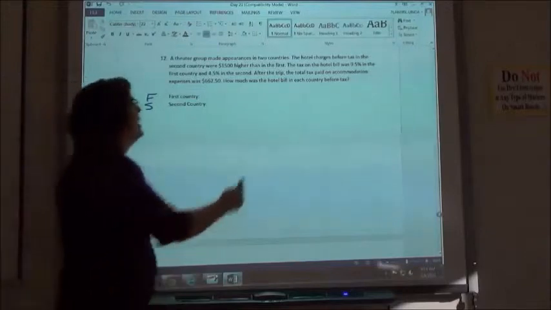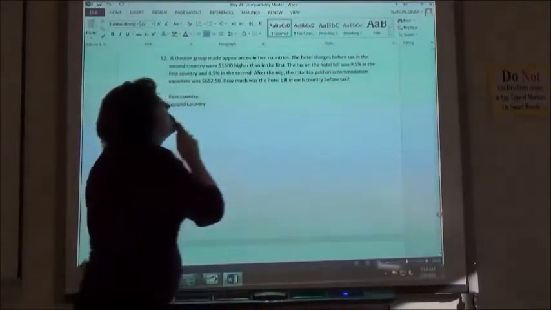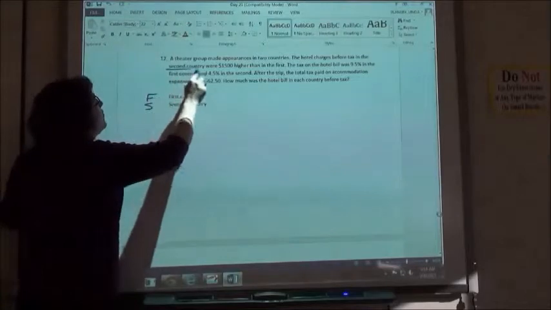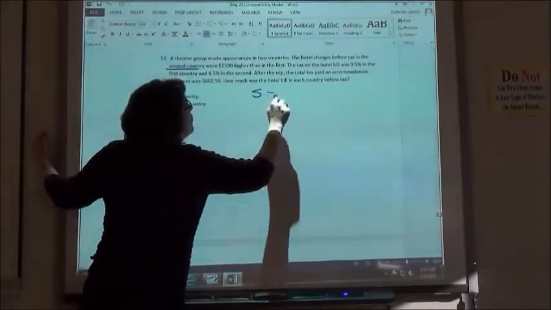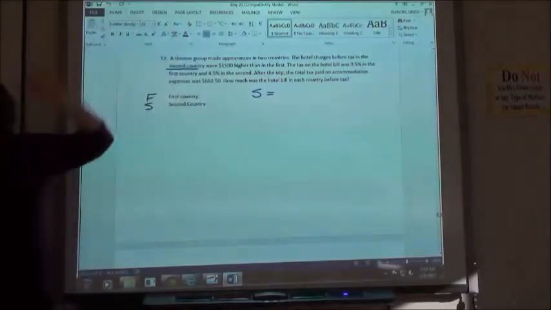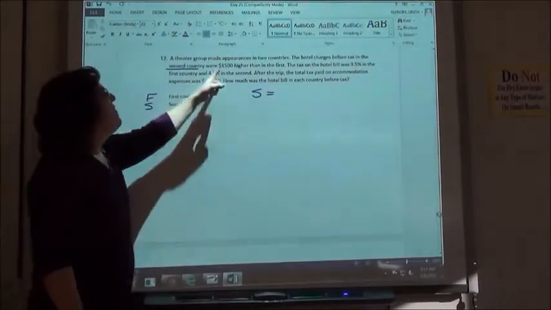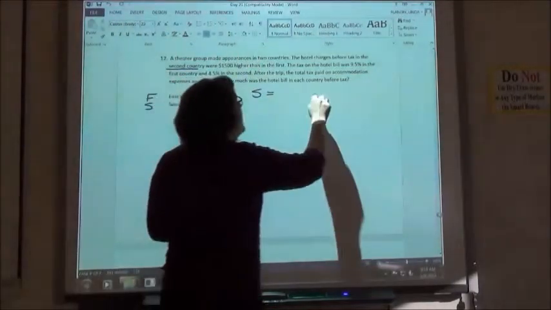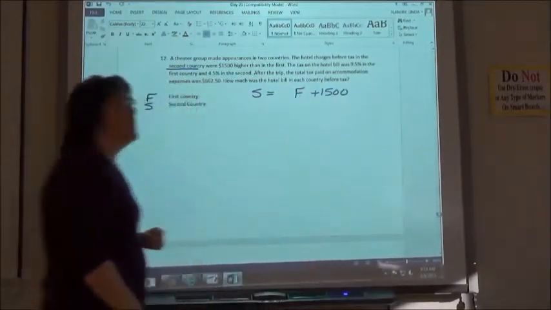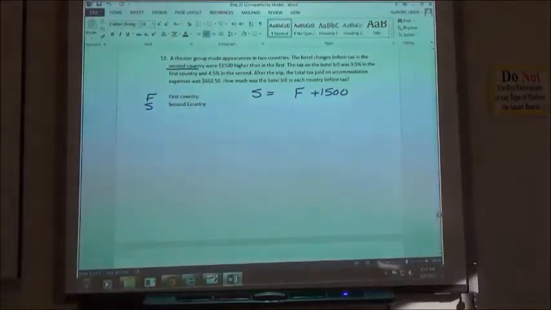S plus 1,500. Which one plus 1,500? Oh, F. F plus 1,500. So the second one is mentioned first, so I'm going to have S equals something. The second one was 1,500 higher than the first, which means I'm adding 1,500 to the first. So S is equal to F plus 1,500.